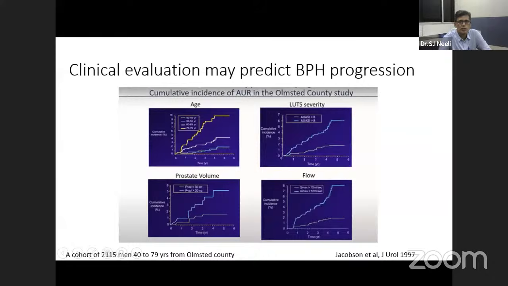The Olmsted County study shows that the higher the age, the more severe the lower tract symptoms, the higher the prostate volume, and the poorer the flow, the more they tend to land with acute urinary retention.